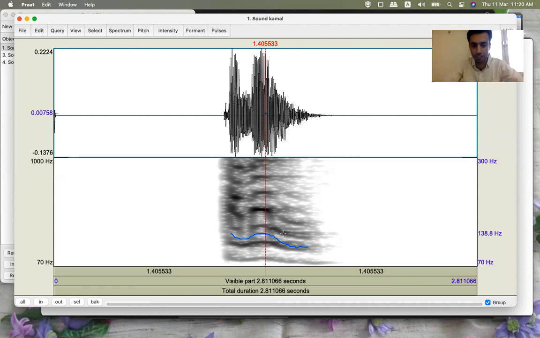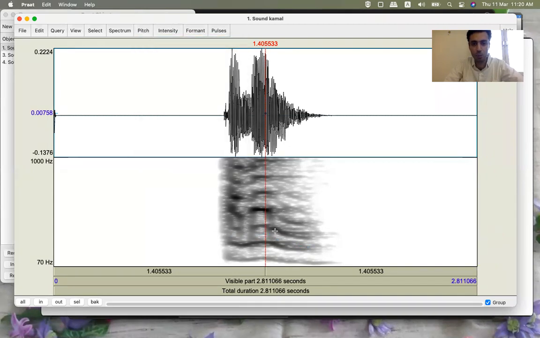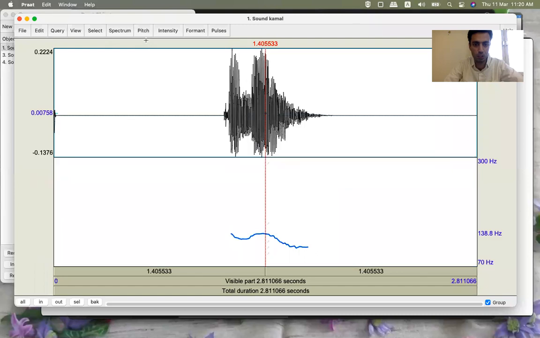What is pitch here? This is the pitch. I can go to this and say show pitch. It's already on. I can turn it off. You see the blue line has disappeared. I can turn off the spectrogram also. Just pitch, show pitch. It is showing the pitch now. And what do you see here? At this particular point, the pitch is 116 hertz. If I click here, at this particular point, the pitch is 139 hertz, higher pitch, lower pitch.